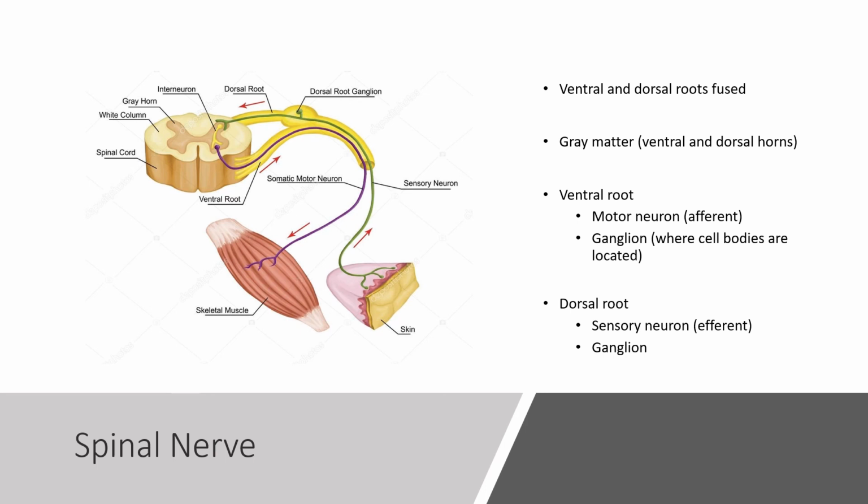The dorsal root is a sensory neuron, and you'll notice that that is a unipolar neuron. You'll notice that the ventral root, because it is a motor neuron, and all motor neurons are multipolar, that the ventral root is made of a multipolar neuron. The dorsal root is made of a unipolar neuron. The dorsal root is involved in sensory neuron or efferent functions. And again, the ganglion is located where the cell body is located.